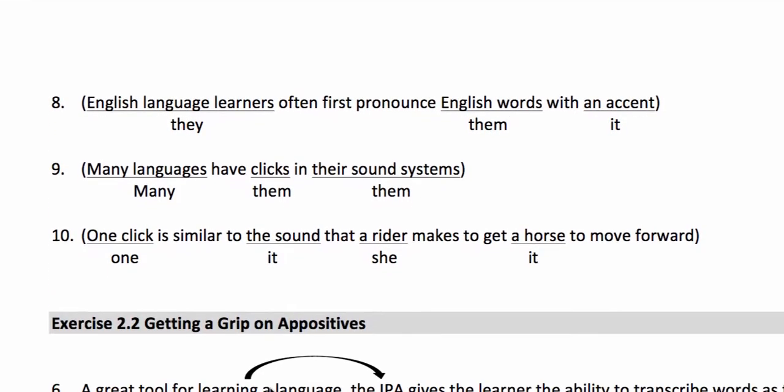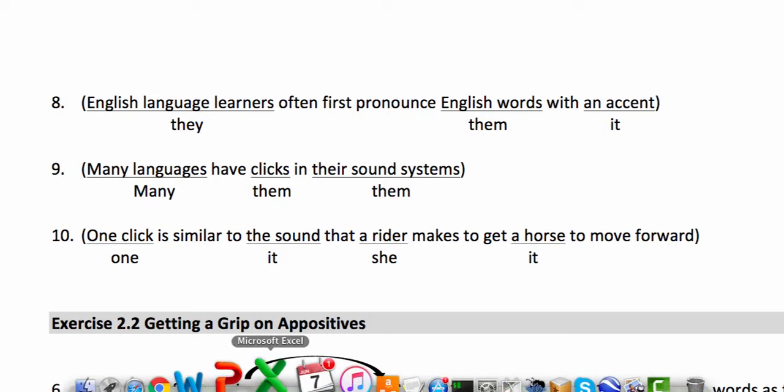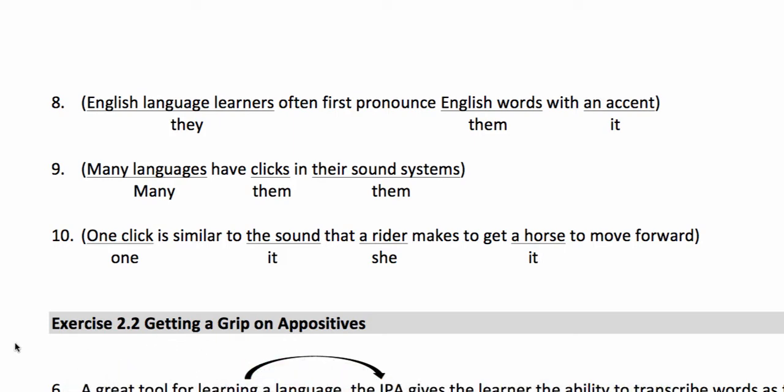Number 8, English language learners often first pronounce English words with an accent, so they pronounce them with it. Again, we can see the substitutions. Number 9, many have them in them. They have it in it. Again, whichever pronouns you choose to use is perfectly acceptable.